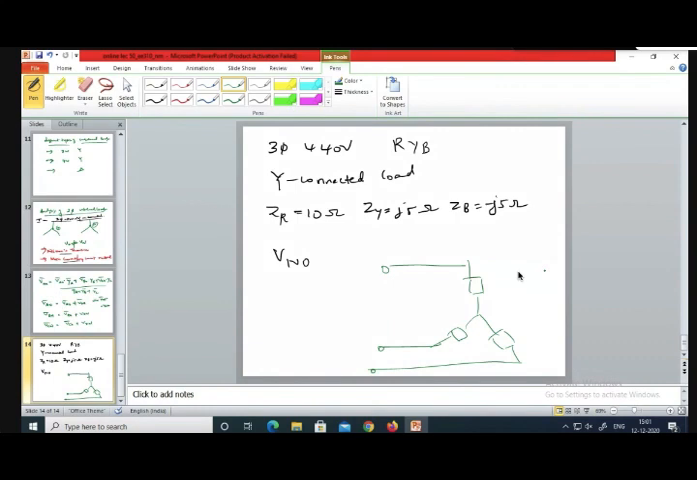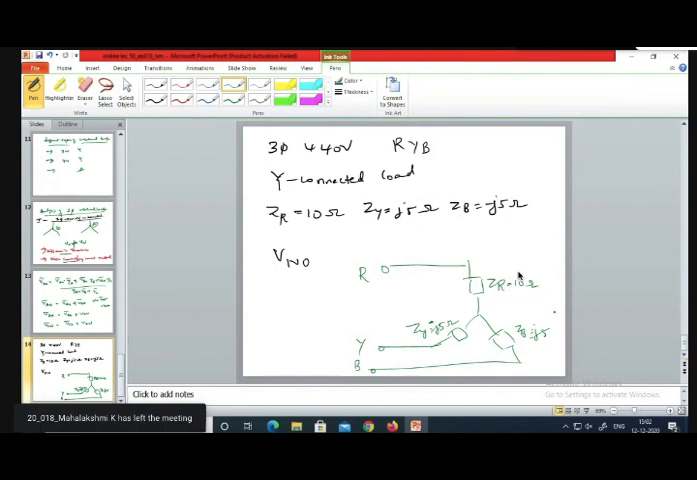This is R, this is Y, and this is B. ZR is given as 10 ohms. ZB is minus j5 ohms, and ZY is j5 ohms. This is given to you. I repeat, I am writing on the load side.